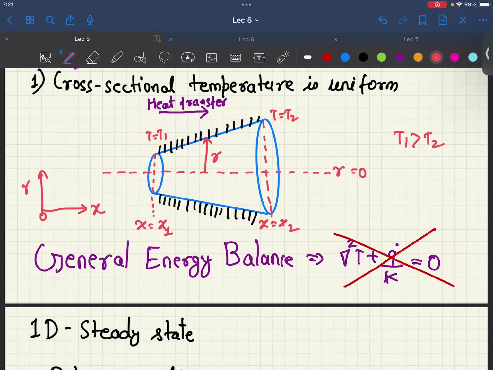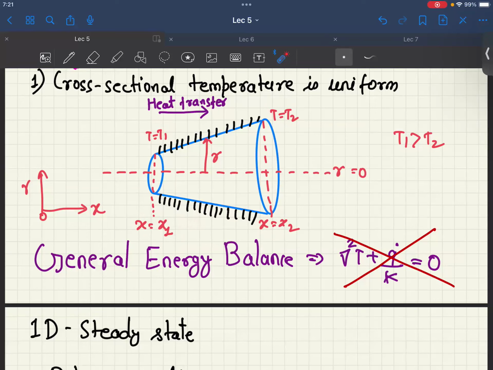Now here, at x equal to x1, we are maintaining the temperature at T1, and at x equal to x2, the temperature is T2. We are also given that T1 is greater than T2, and what we are asked is to compute the temperature distribution as a function of x. It's very important to remember that temperature here is going to be a function of only x.